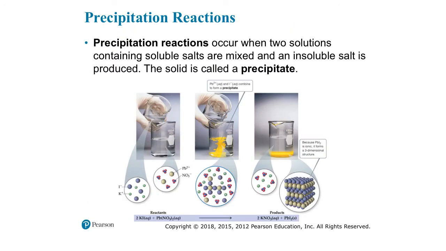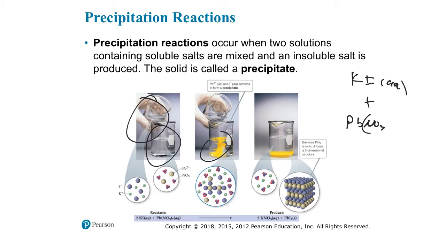Precipitation reactions occur when solutions are mixed, generally with soluble salts beginning. So you mix two water-soluble compounds, and then all of a sudden you're forming a solid. One key case: if you take KI, that's water soluble, and mix that with lead nitrate, that's water soluble as well. Mix these together and you form PbI2, which is the yellow solid, and KNO3, which remains dissolved in solution.